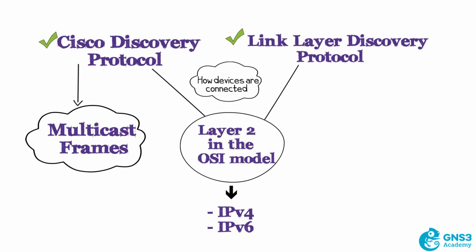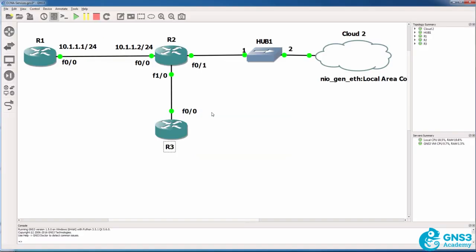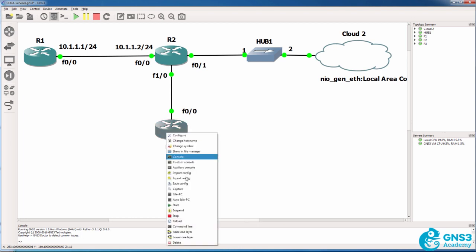We'll start with a simple GNS3 topology, and then I'll show you a more complex one in a different video. In this GNS3 topology, I've got 3 Cisco routers. One of them is connected to a hub, which is bridged to my local area network, which will allow me to see physical devices in the network.